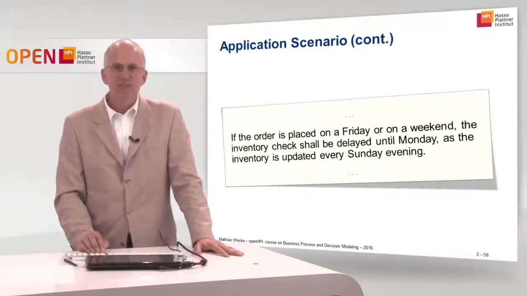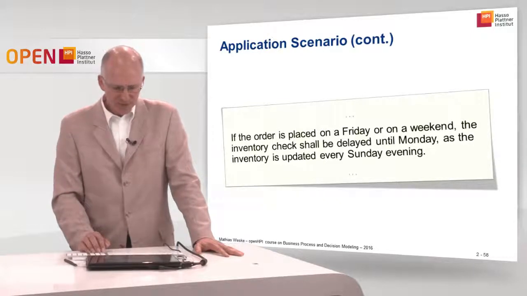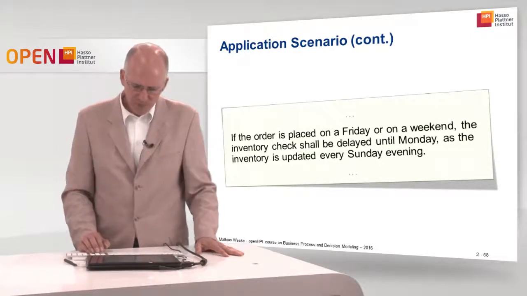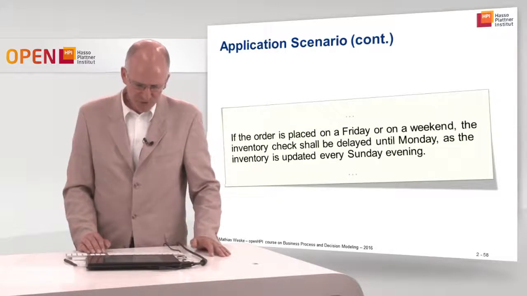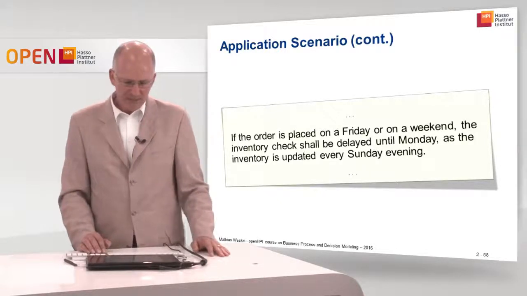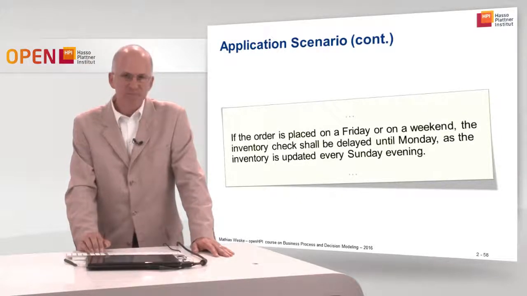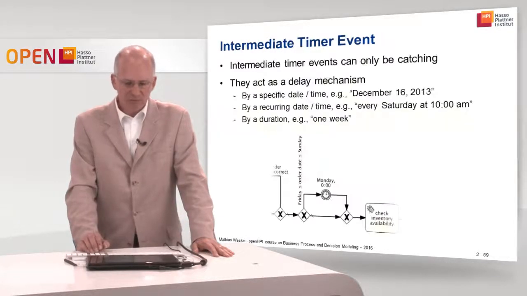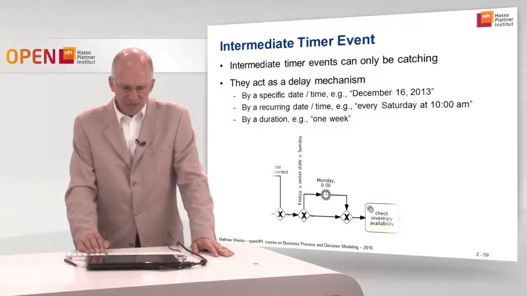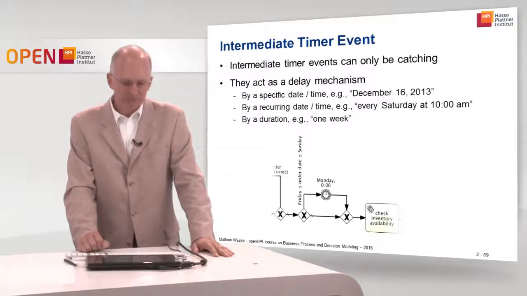Looking at the application scenario and expanding a little bit on it, if the order is placed on a Friday or on a weekend, the inventory check shall be delayed until Monday, as the inventory is updated every Sunday evening. So here we have another constraint that we did not represent so far in the process model. So let's try to do that using an intermediate timer event.